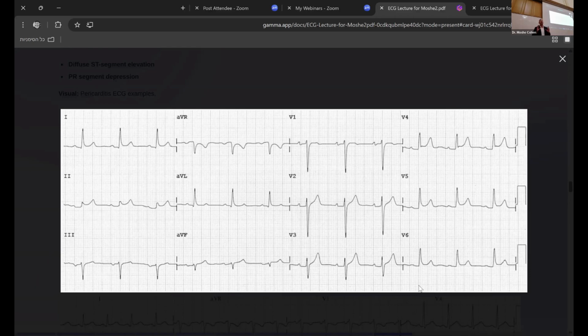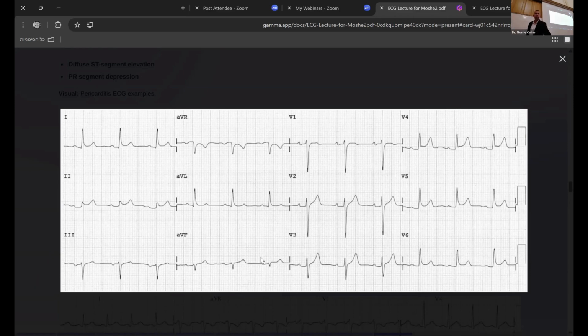Now, when we see a diffused ST elevation, so you have ST elevation in the anterior leads, in the lateral leads, in the inferior leads, it's very unlikely that this is an ischemic event, because a person doesn't have ischemia throughout the entire heart. Normally, the ischemia is in a certain arterial area, left, right, inferior, etc. But here you have diffused ST changes. And the reason for it, this is a diagnostic ECG for pericarditis. Pericarditis, remember, diffused ST elevation.